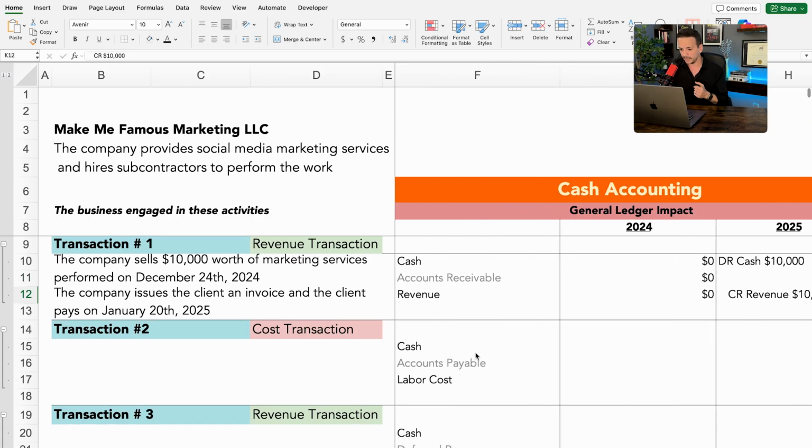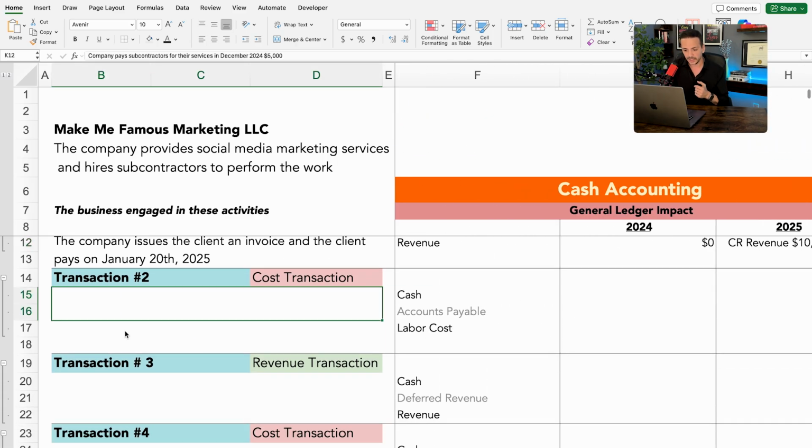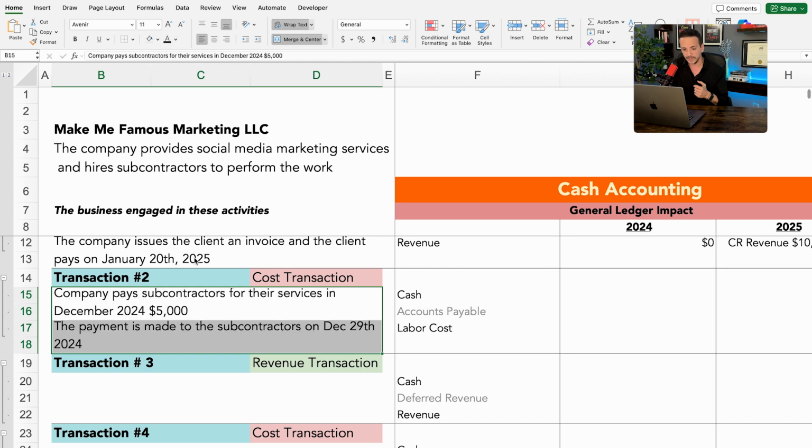Let's look at another example. The second transaction that we have is a cost transaction. So it says the company pays a subcontractor for their services in December 2024. That's $5,000. The payment is made to the subcontractor on December 29th, 2024.